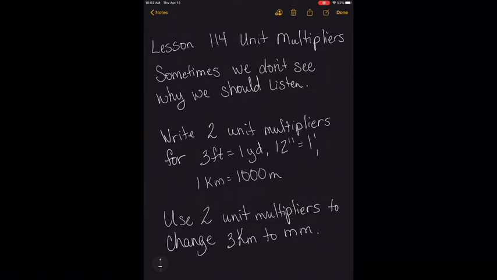And the way I always like to talk about unit multipliers is that there are some times that we don't see why we should listen to people in authority. Like, it doesn't seem logical to us that we should do what, say, our parents are telling us to do or some other person in authority is telling us to do. Sometimes we just don't understand why. And unit multipliers tend to be similar to that.